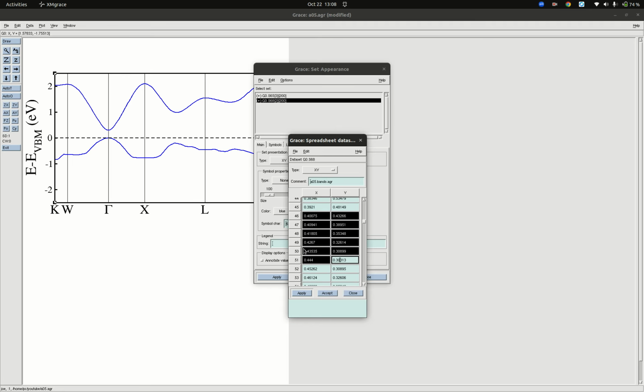Similarly, 5 points below. So I'm going to delete all the other values: 1, 2, 3, 4, 5. So I have to delete all the 45 values above.